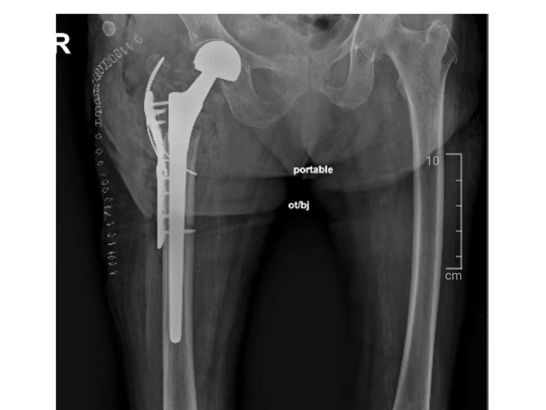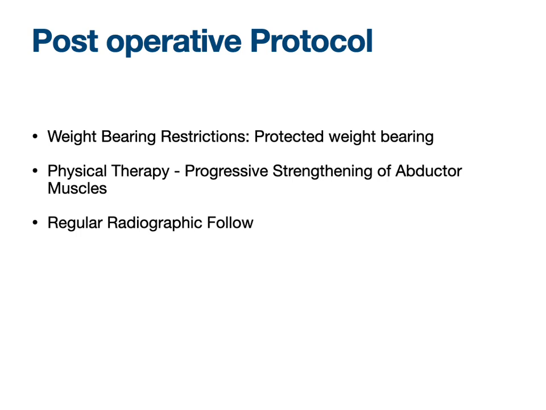You can see the amount of comminution that was there in this case. So we have tried to engage as much of the bone as we could and plate to stabilize this comminuted fracture. Now the patient is almost 4 months out, walking from day 1. The post-operative protocol, of course, was with weight bearing restriction. We gave a protected weight bearing with a frame. We progressively started the strengthening of the abductor muscle, and of course we are following it with regular radiographic X-rays.